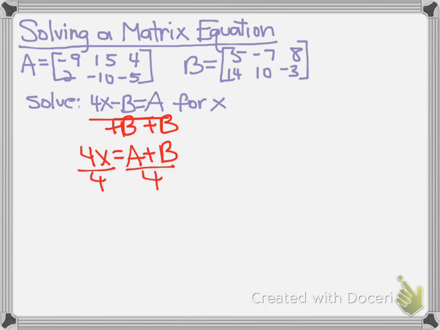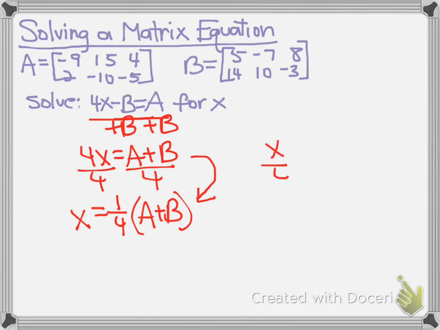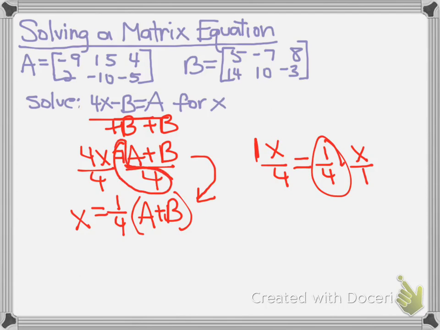And a plus b over 4 is the same thing as 1/4 times a plus b, and you should be able to identify that. If you're struggling getting from here to here, just remember that x over 4 is the same thing as, remember there's an imaginary 1 there, 1 over 4 times x over 1. Okay? So, make sure that denominator, grab it and make a fraction out of it.